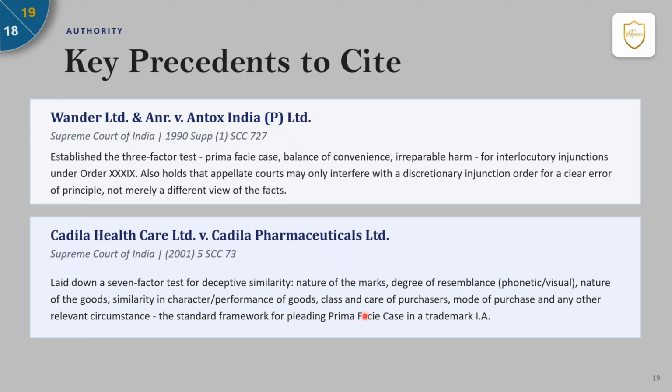So when you draft your prima facie case paragraph in a trademark IA, you are essentially running your facts through this seven-vector Cadila test. So you need to cite it properly, and cite it by its actual paragraph finding, not just by the name.